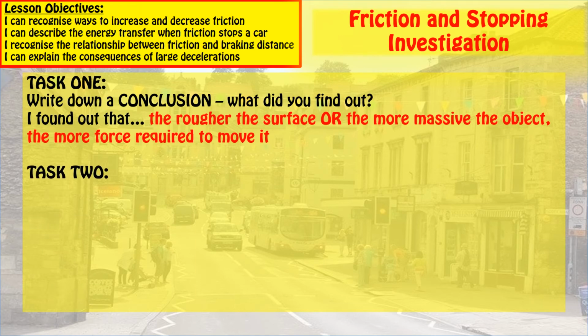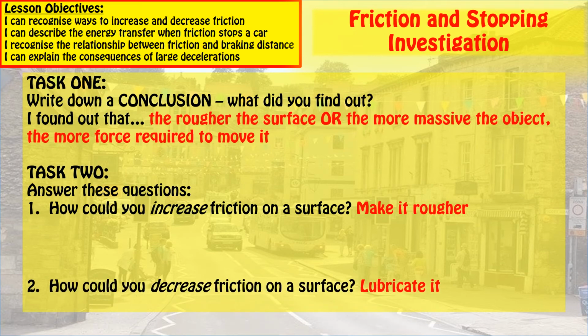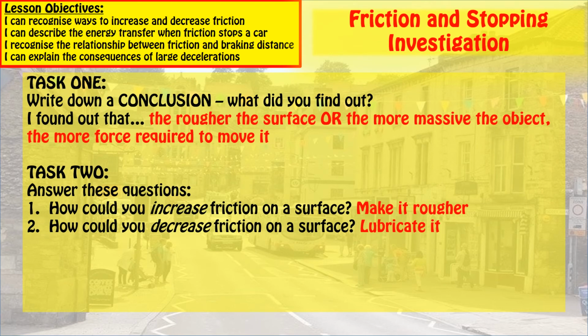And then the task 2 questions. How could you increase friction on a surface? You just make it rougher. You can get something like a knife or a pair of scissors, and you could really score up a piece of wood. If you have a carpet, you can brush it really, really heavily, and you can make it much, much rougher.